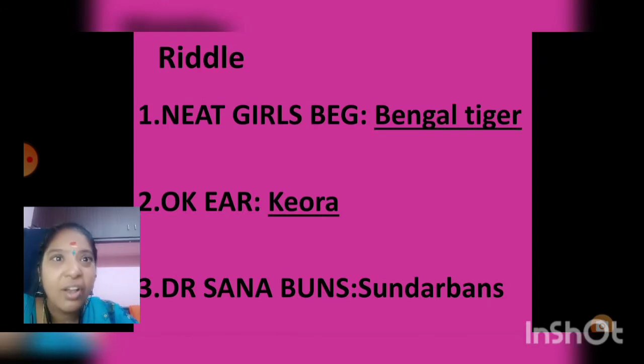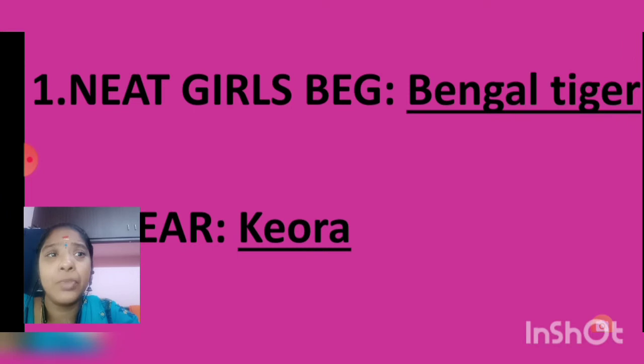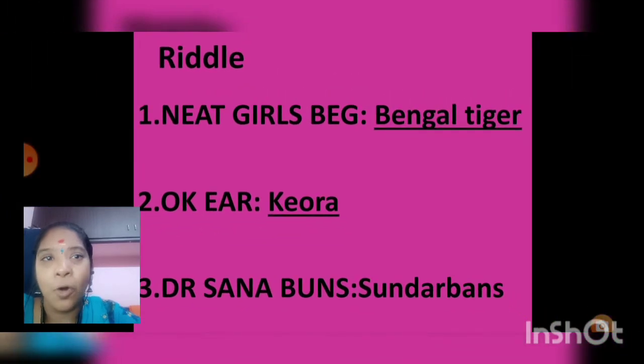Here is a riddle. You have to find the word hidden behind this word: Neat girls beg. What is the hidden word? Bengal tiger. The word hidden behind Neat girls beg is Bengal tiger.